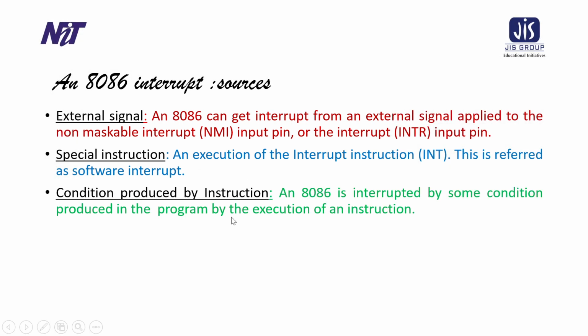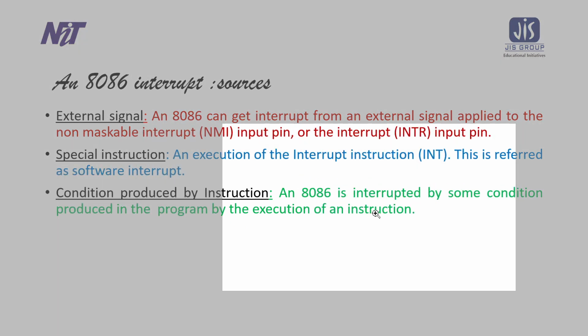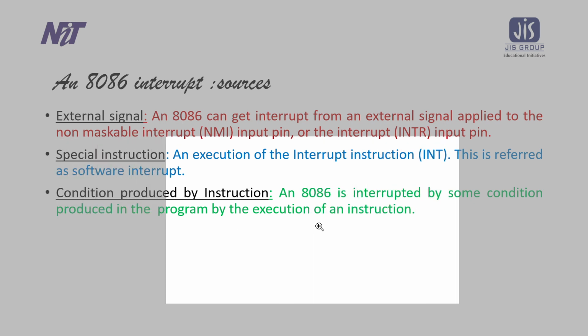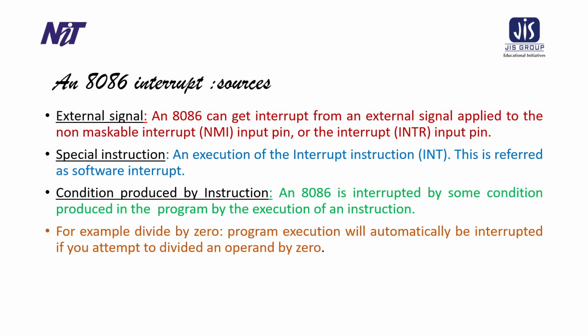Condition produced by the instruction: the 8086 can be interrupted by some condition produced in the program by the execution of an instruction. For example, if you attempt to divide an operand by 0, the program execution will automatically be interrupted.